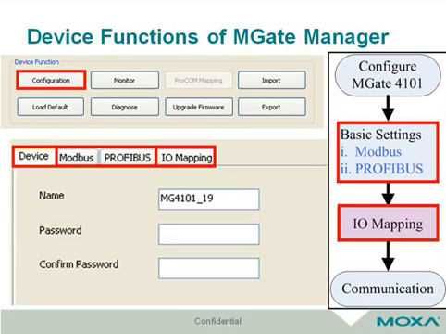And here are 4 simple steps to configure the basic settings of the MGate 4101. Following these 4 steps, you can set up the MGate to establish a Profibus to Modbus communication. For the second step, the Modbus and Profibus tabs are used to configure the Modbus and Profibus settings of MGate 4101. And the fourth step is mapping I/O modules of the MGate 4101. I will go into more details in the following slides.